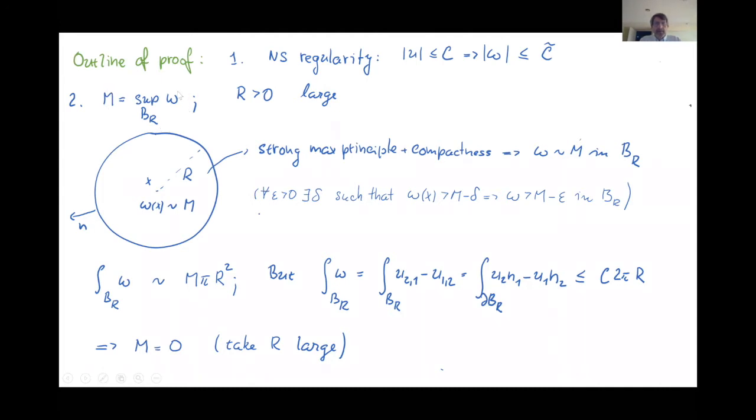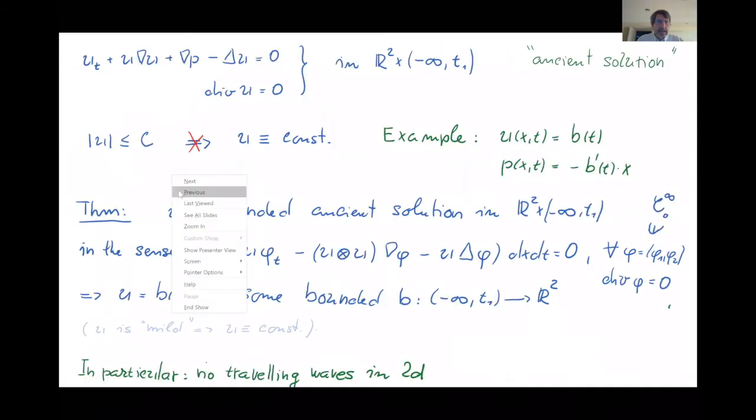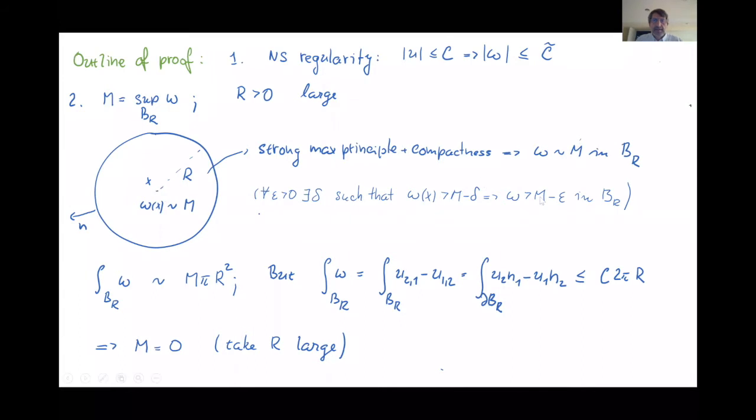From the strong maximum principle or Harnack inequality or any version of this, one can see that if you are at points where the solution is close to the maximum, say M minus delta, then it will also be almost equal to the maximum in a large ball. So more precisely, if I'm given R, then for any epsilon, I can find delta such that if the value of the solution at the center is bigger than M minus delta, then in the ball of radius R it is bigger than M minus epsilon.